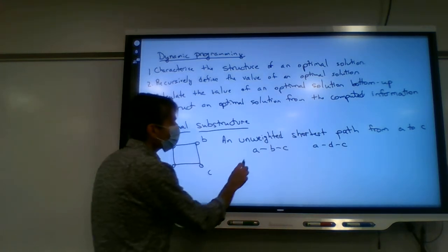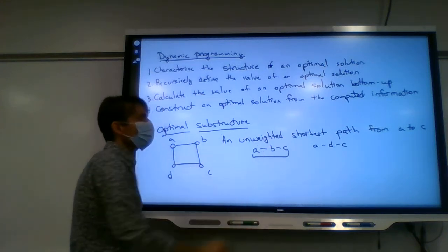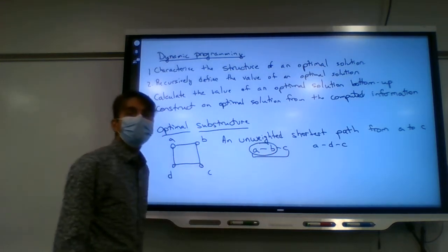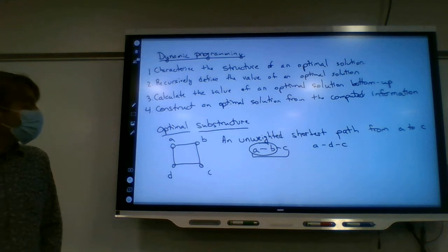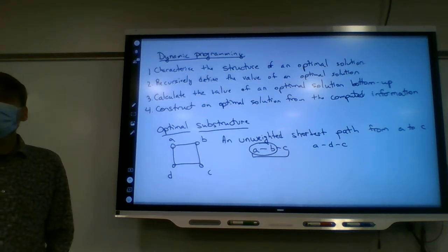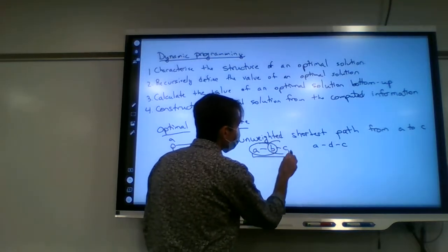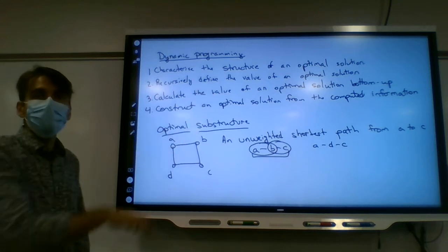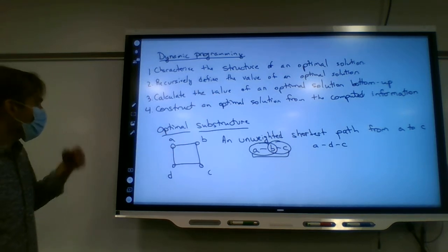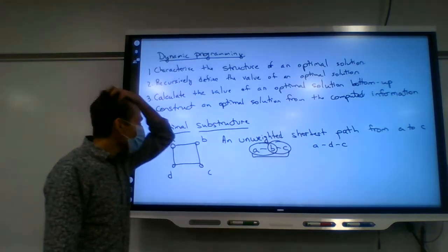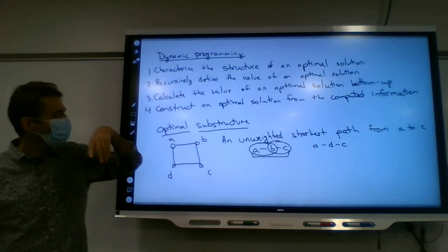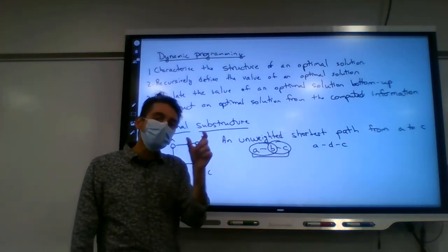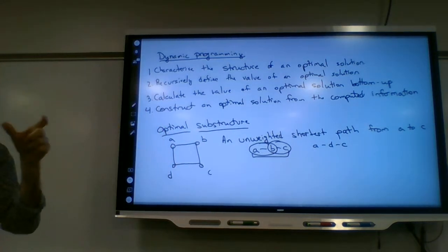Well, this solution to the unweighted shortest path from A to C contains this portion, which is the shortest path from A to B. It also contains this, which is the shortest path from B to C. And then the same thing for D on the other side. So this problem, unweighted shortest path, contains optimal substructure. Solving this problem for the whole thing contains in it answers for the subproblems that are also optimal.